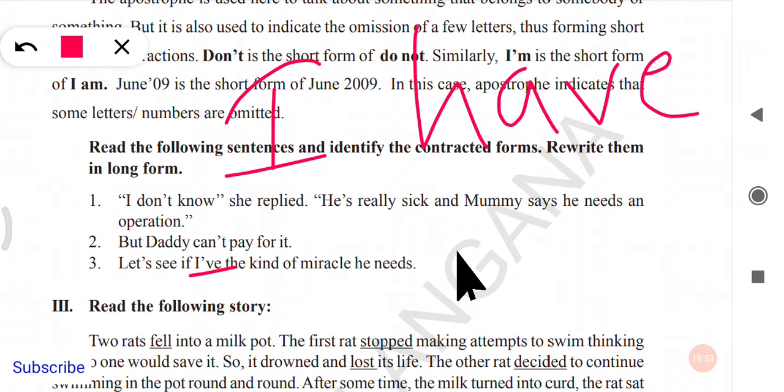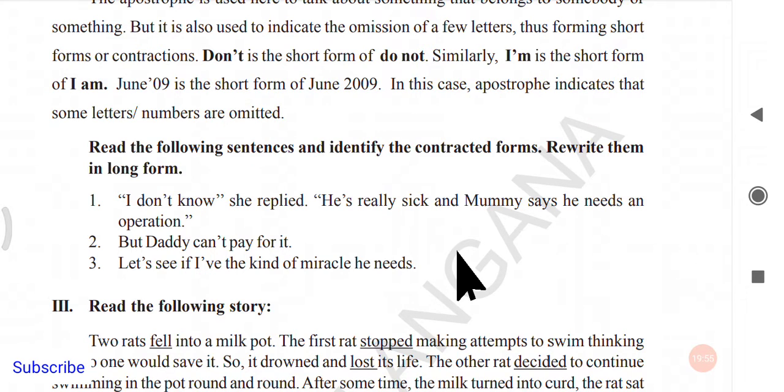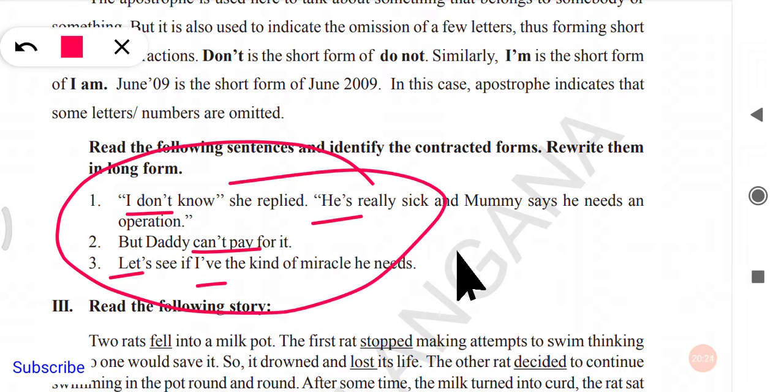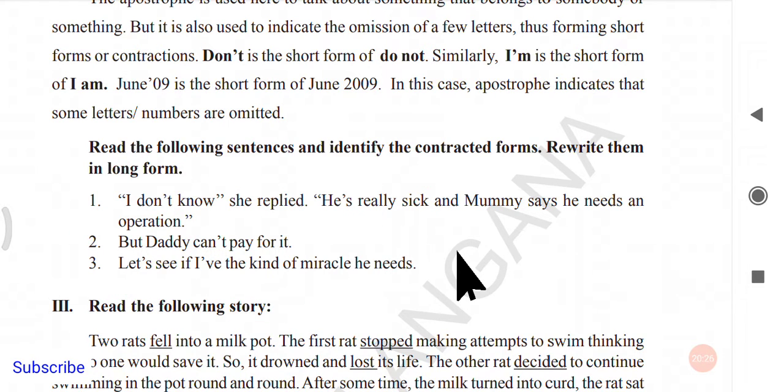Yeah, very well. So totally we have got: first one, don't, in the sense do not. Next we have he's, he is. Next can't, cannot. Next let's, let us. Next I've, here we don't completely pronounce it: I have. Those are all the full forms for these contracted forms. Okay, next we shall move on.